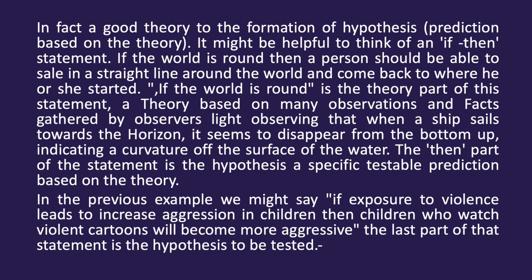If the world is round, then a person should be able to sail in a straight line around the world and come back to where he or she started. "If the world is round" is the theory part of this statement, a theory based on many observations and facts generated by observers, like observing that when a ship sails toward the horizon, it seems to disappear from the bottom up, indicating a curvature of the surface of the water. The "then" part of the statement is the hypothesis, a specific testable prediction based on the theory.